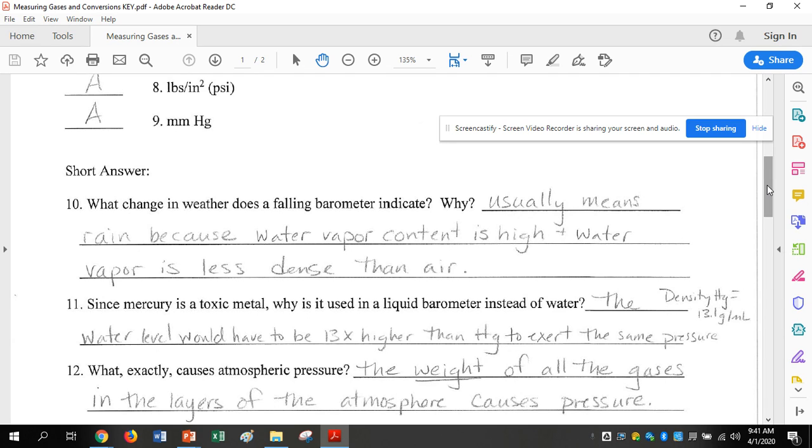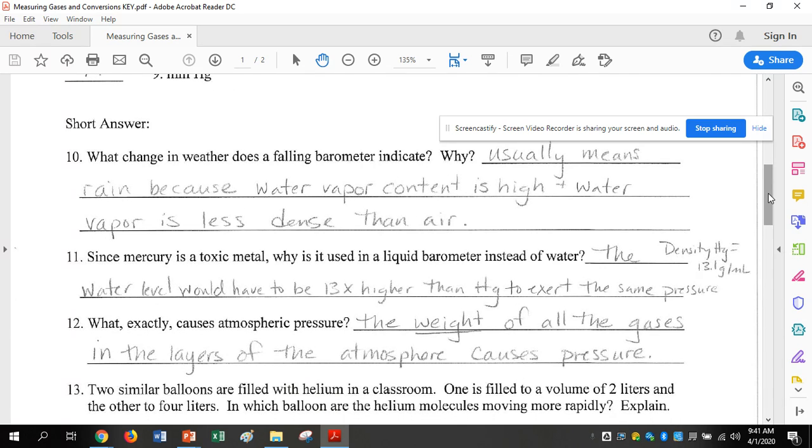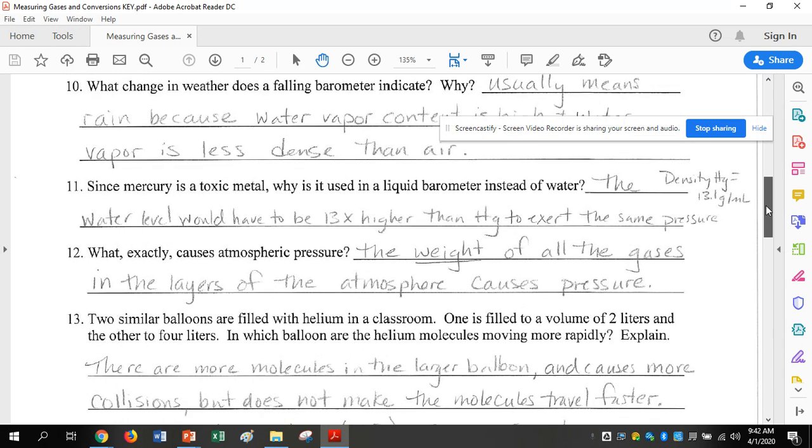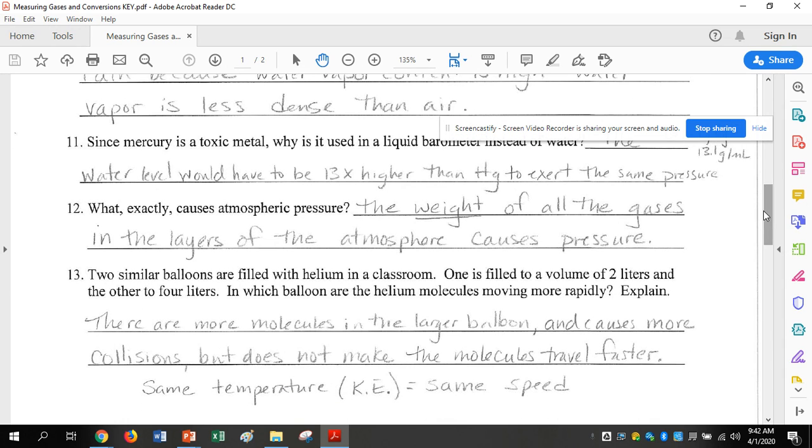And then finally, that last question, it's a really good question, and I hope you tried it. Two balloons are filled with helium in a classroom. One is filled to a volume of 2 liters, the other to 4 liters. In which balloon are the helium molecules moving more rapidly? So speed, that's temperature. Kinetic energy is another word for temperature. So if they're both in the classroom, they're both going to be at the same temperature. So if they have the same temperature, they've got the same kinetic energy. So even though there might be more molecules in the larger balloon, it might have more collisions, but it doesn't make the molecules travel any faster.